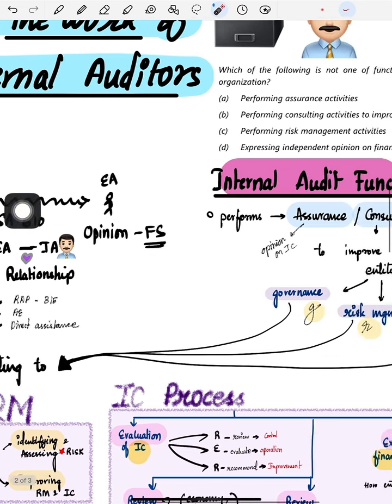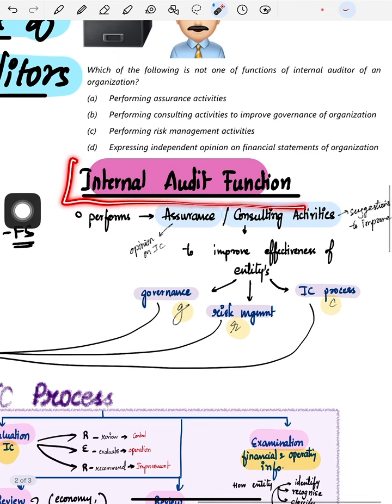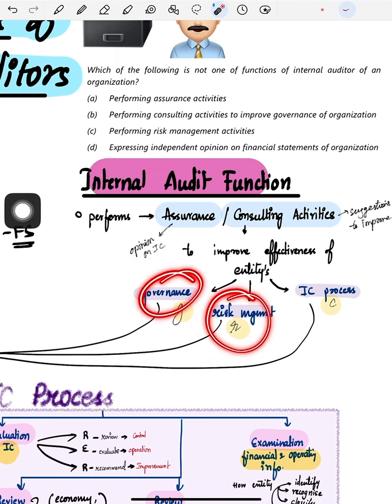Okay, first and foremost, let us understand the meaning of internal audit function. Internal audit function is a function of the entity that performs assurance and consulting activities to improve the effectiveness of the entity's governance, risk management and internal control process. It is basically a department within the entity that improves this effectiveness by giving assurance and consulting activities.